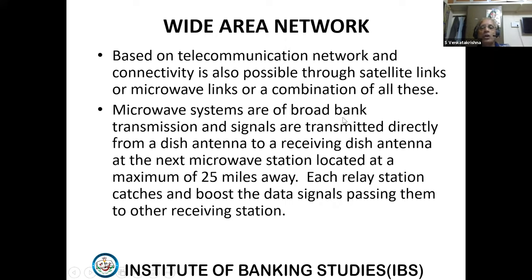Microwave systems are of a broad band, not bank. Transmission and signals are transmitted directly from a dish antenna to a receiving dish antenna. You must have seen the dish antenna. There is a dish-like antenna. Can a single dish antenna receive information and pass it on? No. It has its own limitation. It will pass on maximum, say, 25 or 30 kilometers. Then it will transmit from this dish antenna to the other dish antenna. So, maximum microwave stations are located 25 miles away. Each relay station catches and boosts the data signals, passing them to the other receiving station.